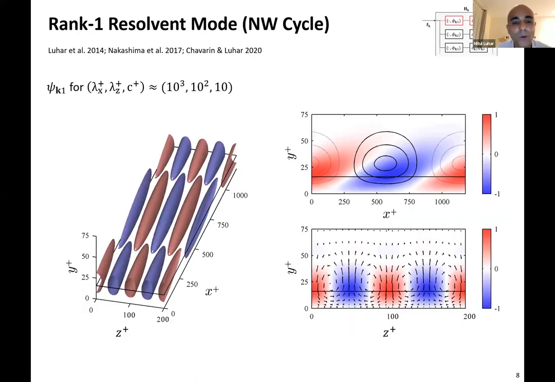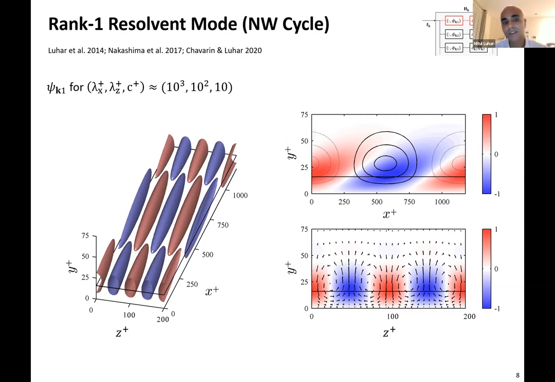So what does one of these rank one resolvent modes look like? Here I'm looking at the resolvent mode for a wave number frequency combination corresponding to a streamwise wavelength of about 1,000 viscous units, a spanwise wavelength of 100 viscous units, and a mode speed of 10 viscous units. So these are parameters roughly consistent with the near wall streaks. By construction, this resolvent mode is a Fourier mode in x and in z, but the structure that you get in the wall normal direction arises naturally from the gain-based decomposition. So in the spanwise wall normal plane, we see evidence of these counter-rotating vortices, and we see evidence of inclined structures in the streamwise wall normal direction. And all of these features are qualitatively consistent with what is known of the near wall cycle.